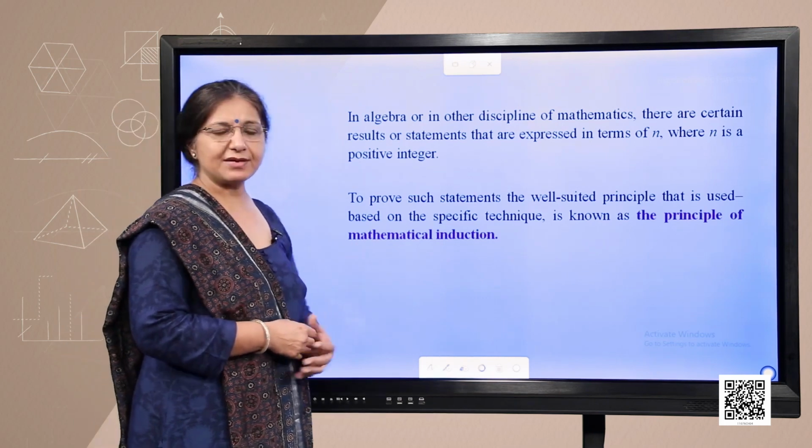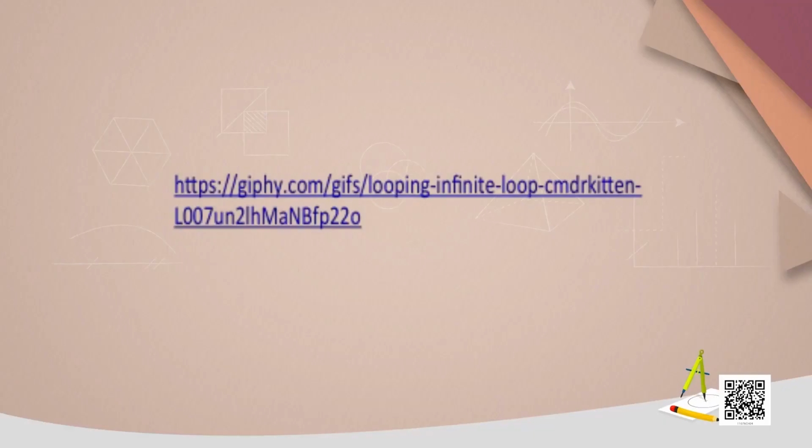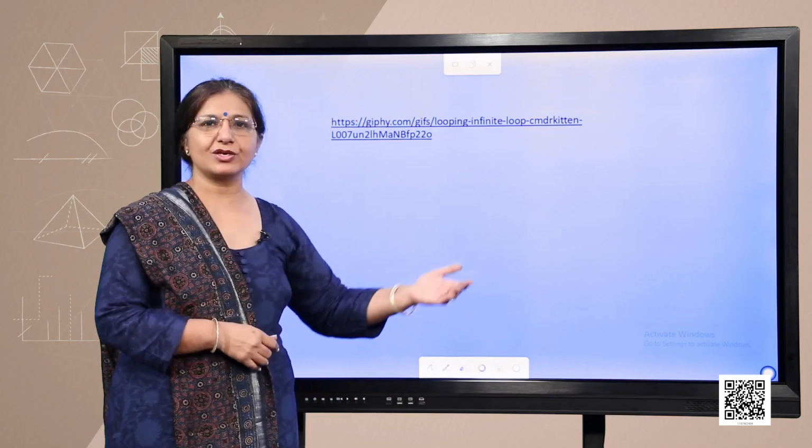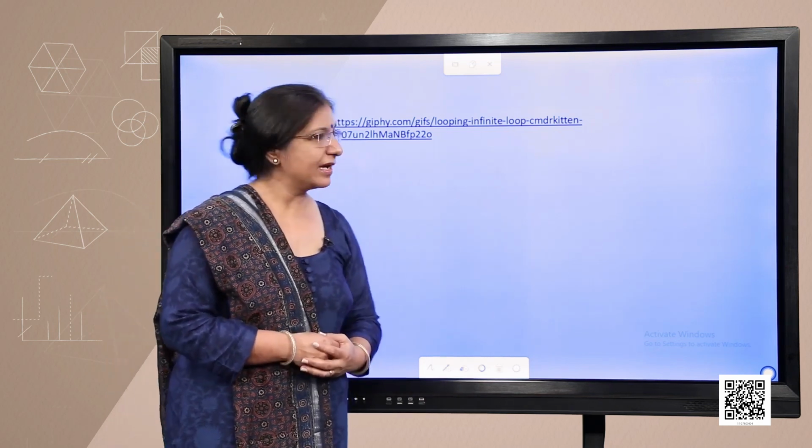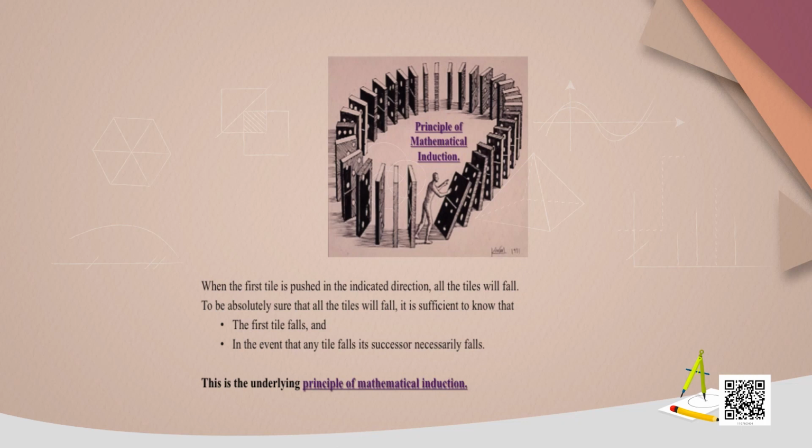So let us understand with the help of one video. As you can see in this video, if we have pushed one tile, it makes the other tiles fall, and all the tiles keep on falling. With the help of this picture you can see this man is pushing this tile and this tile is making the other tile fall, and so on. Can you see? So when the first tile is pushed in the indicated direction, all tiles will fall.